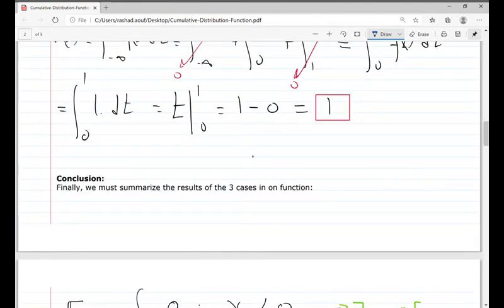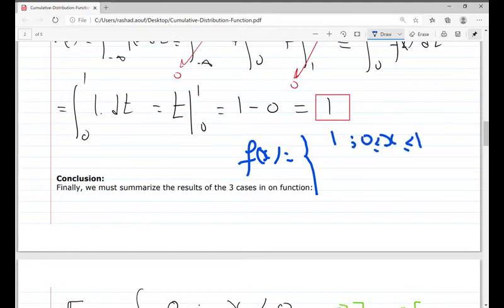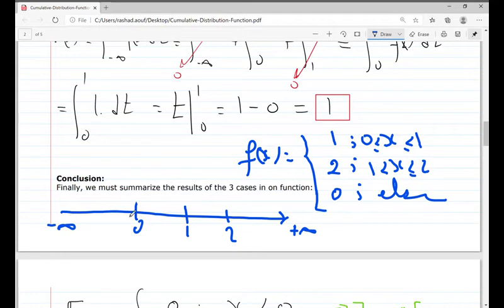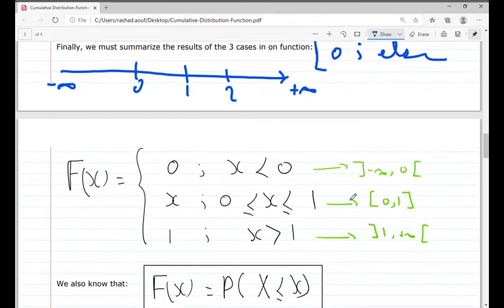For example, if someone writes f(x) equal to 1 for x between 0 and 1, equal to 2 for x between 1 and 2, and equal to 0 elsewhere. In this case, on the x-axis from minus infinity to plus infinity, I have to put all these three points, 0, 1, 2. So from minus infinity to plus infinity, I have 1, 2, 3, 4 intervals. So the integration is a bit bigger than before.